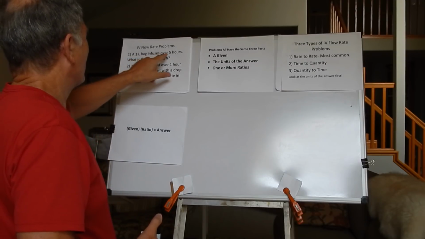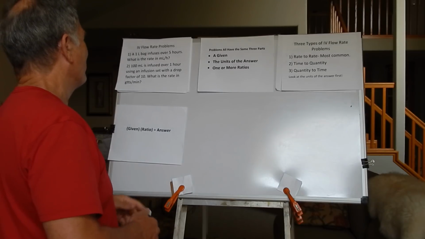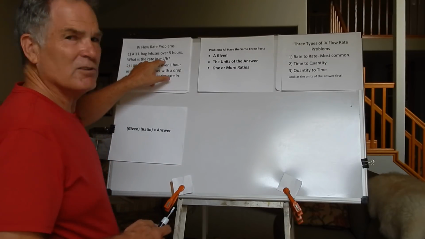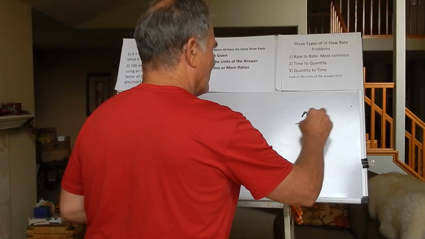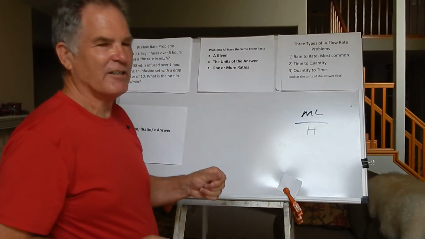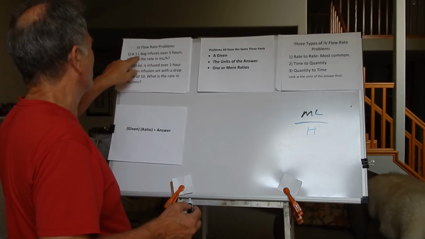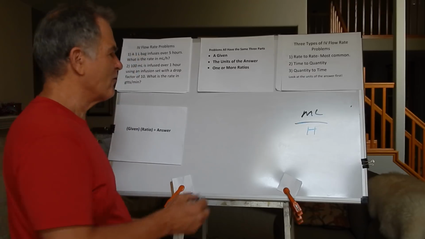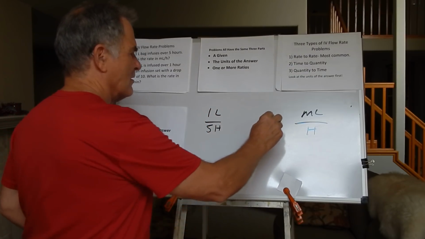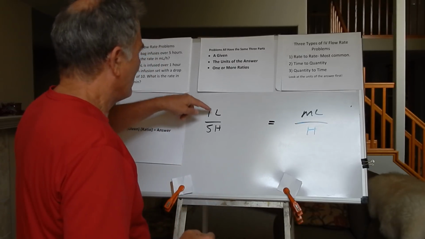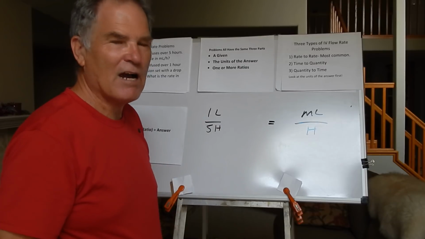So a 1 liter bag infuses over 5 hours. What's the rate in mLs per hour? Okay, so the units of the answer are mLs per hour. That's a rate. So you have to start with a rate, and the only other rate in the problem is 1 liter over 5 hours. So now you can see you have to change liters to mLs. You don't have to do anything with hours, right?